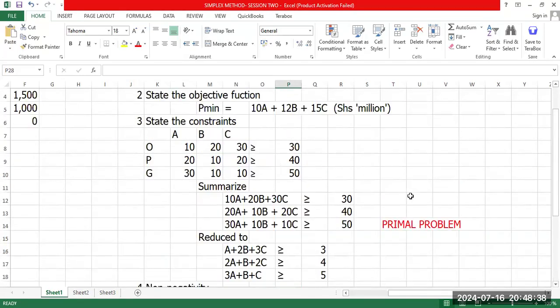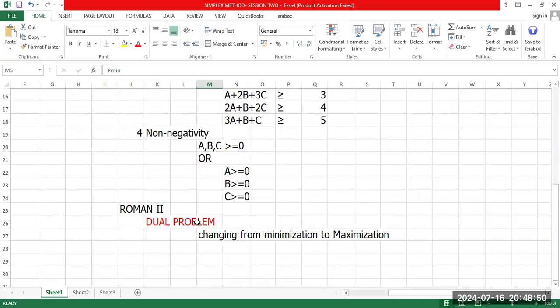But if the original problem was to maximize, then the dual problem would be to change from maximization to minimization. But that is a rare case. When we are handling dual problems, most of the time we are changing from minimization to maximization, especially when we are using the simplex method, because the simplex method normally deals with maximization problems.